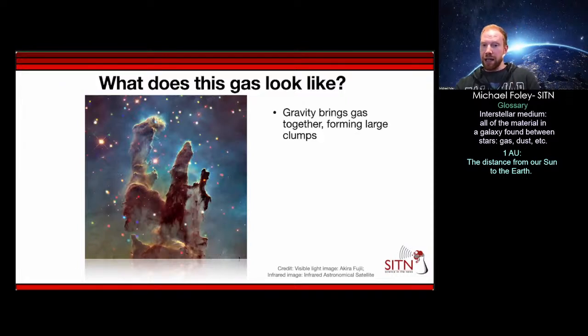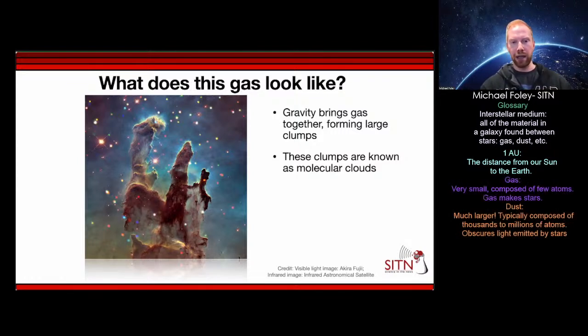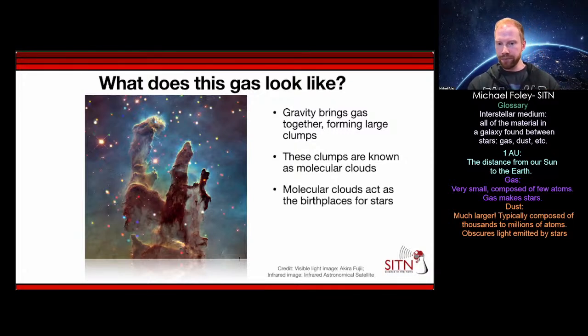But what does the gas look like? We can actually see the gas, even though it's much smaller atoms, and the dust does a lot of the obscuration of light. Gravity brings together the gas, forming clumps like we see on the left. This is the famous Pillars of Creation. These clumps are what we call molecular clouds. You don't need to worry too much about the terminology, but keep in mind that molecular cloud means where stars are born. They're the birthplaces for new stars.